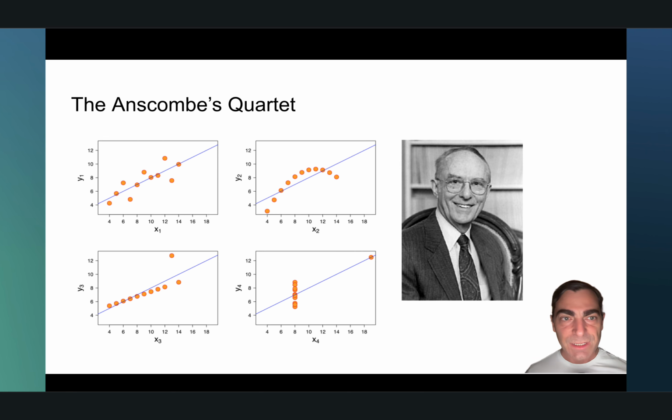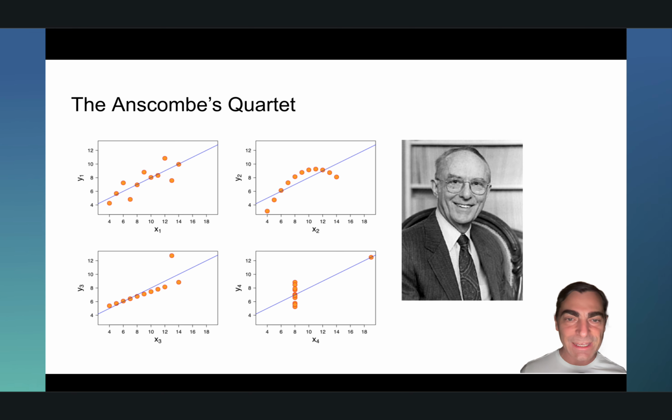So here is what is called the Anscombe's quartet. Anscombe was a statistician who came up with this brilliant idea of creating these four synthetic data sets that look really, really different, right? But they have exactly the same statistics.